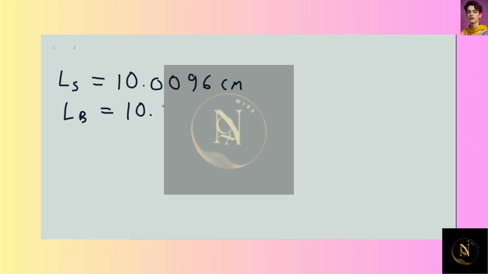So that gives us the new length of steel, LS. At 100 degrees, the length of the steel beam is 10.0096 centimeters, and the length of the brass beam is equal to 10.0152 centimeters. Now we need to think about setting up our simultaneous equations.